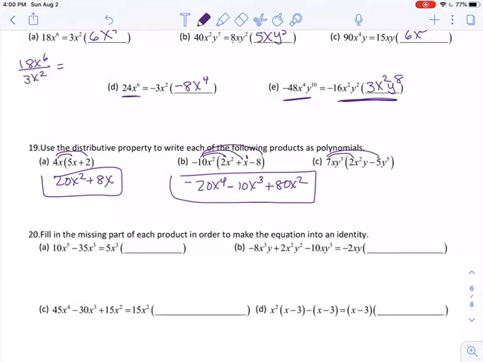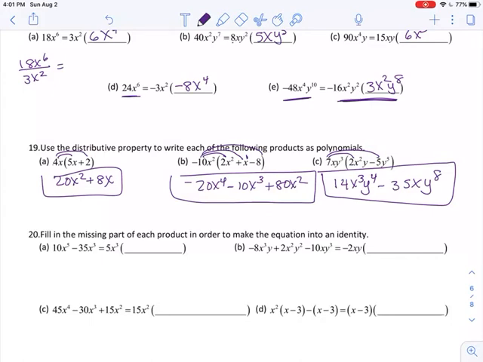And then C, again, I'm using that distributive property. 7 times 2 is 14, x to the 3rd, y to the 4th. 7 times negative 5 is negative 35, x, y to the 8th. Okay, notice there was an x in the front, but there was no x here, so they just left that. I had nothing to add it to.